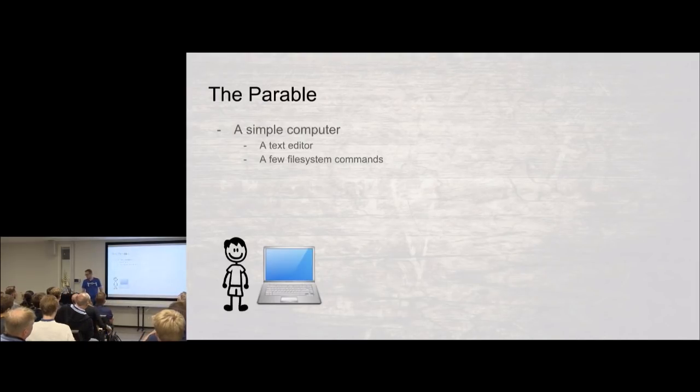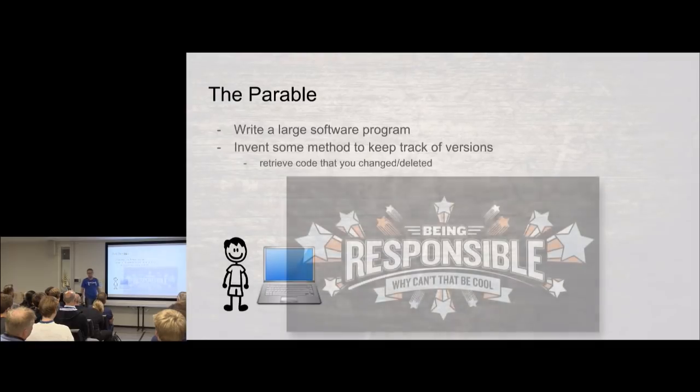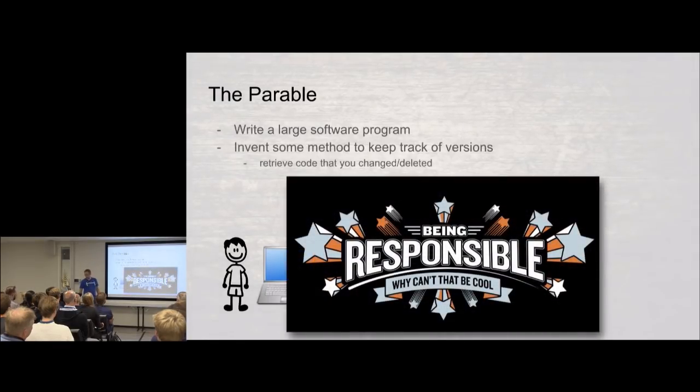So, imagine that you have a simple computer and there's nothing on that computer except for a text editor and a few file system commands. And you've decided to write a large software program on this system. But you're a responsible software developer. So you must keep track of the versions of your code so that you can retrieve code that you've previously changed or deleted. And what follows is a story on how you might design this version control system and the reasoning behind those design choices.